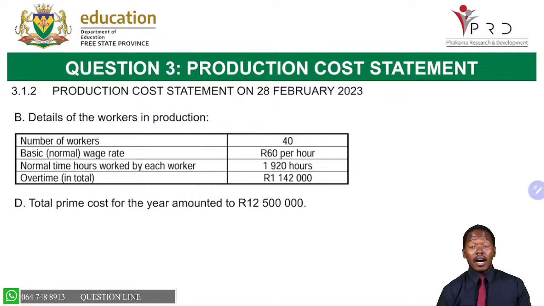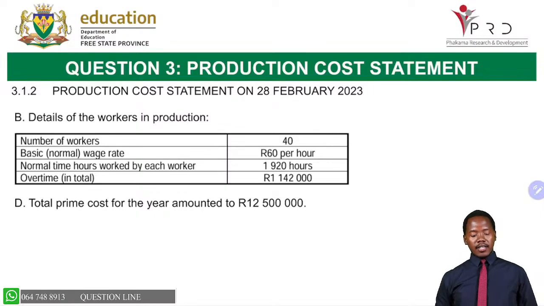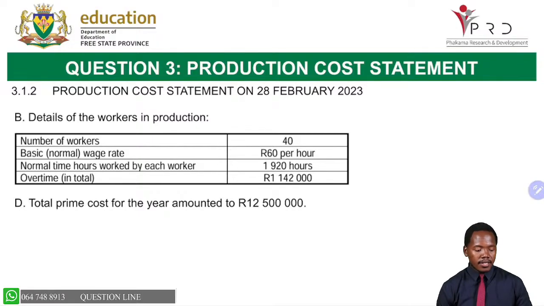Now, we are focusing on our production cost statement. This is our information B. We are now focusing on our direct labor. Details of the workers in the production: number of workers are 40. Basic or normal wage rate, 60. Normal time hours worked by each worker, 1,920. Overtime in total, 1,142,000. Total prime cost is 12,500,000.